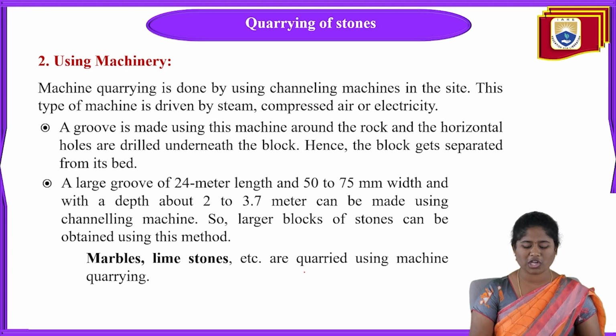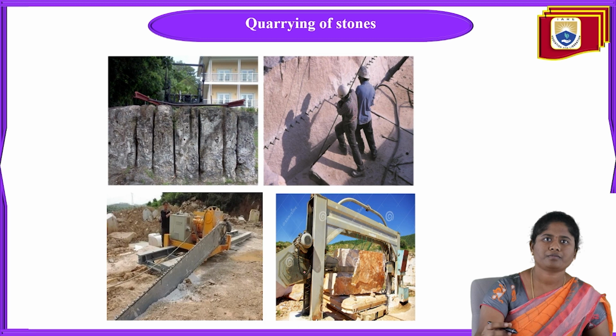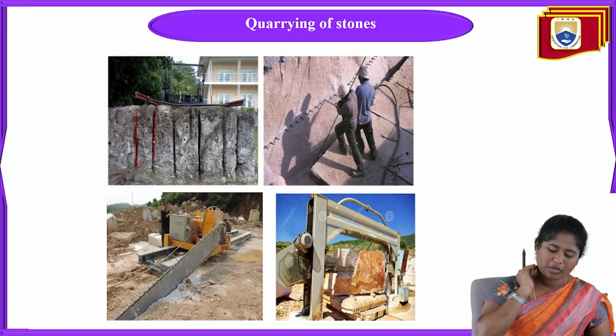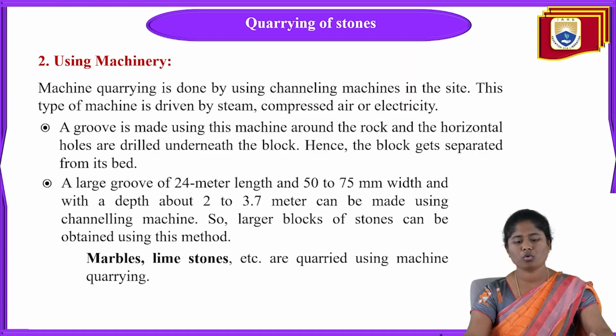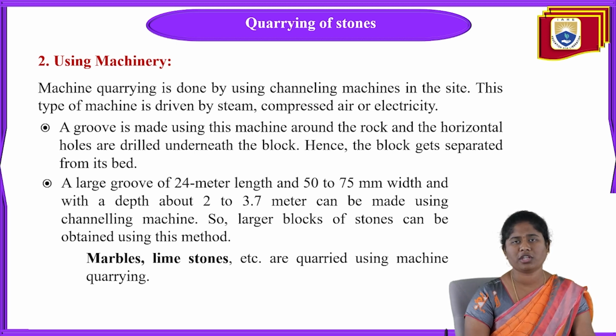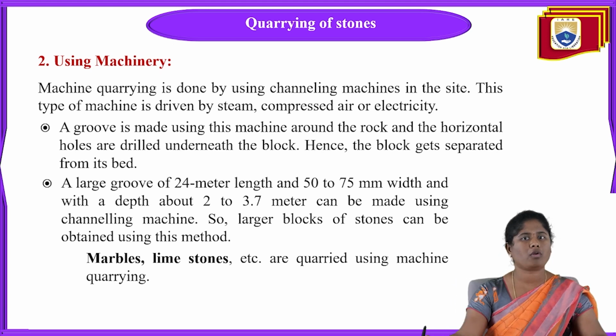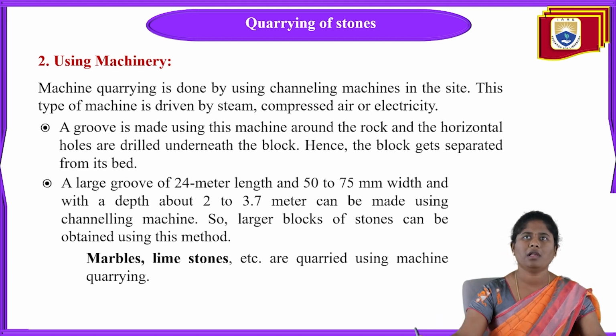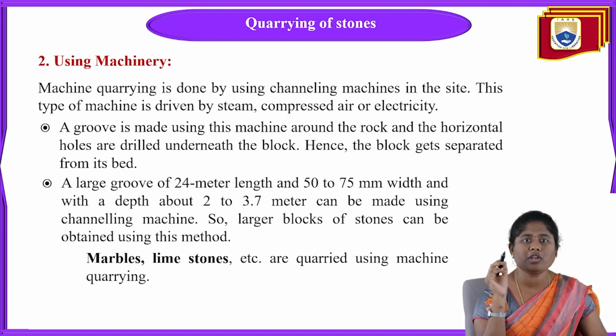What is meant by these channeling machines? Here you can see, first we have to make a groove. A groove is nothing but just some small hole. This groove is made using the machine around the rock. Just small holes or some narrow openings on the parent rock. On the parent rock we have to give narrow openings like holes by using these machines, around the rock.